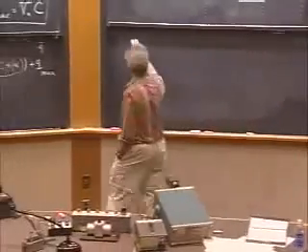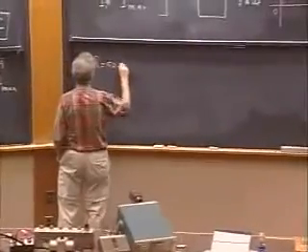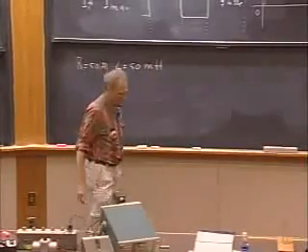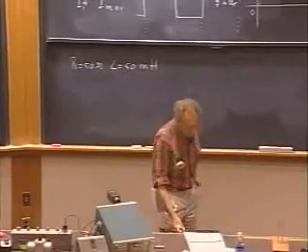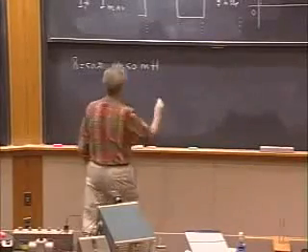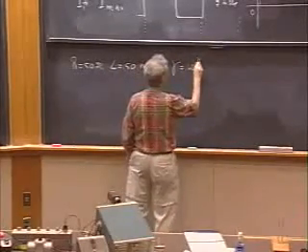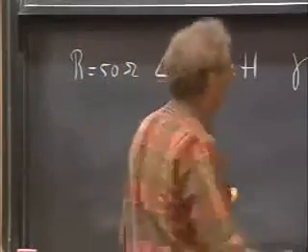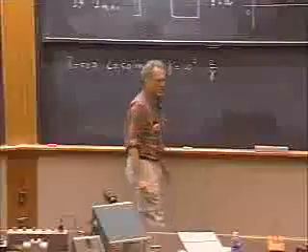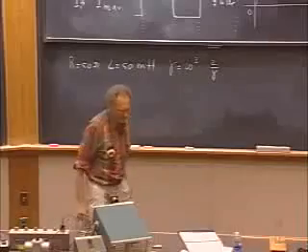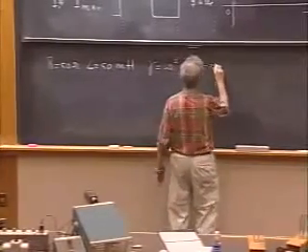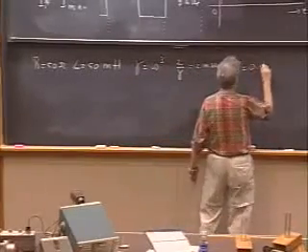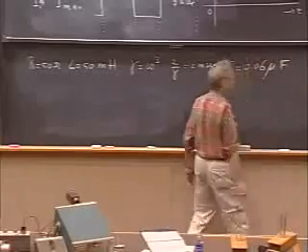The R is going to be 50 ohms. The L is going to be 50 millihenries, 10 to the minus 3. So that tells me that gamma, which is R over L, is 1000. That tells me that 2 divided by gamma, which is the 1 over E decay time, is then 2 milliseconds. C is going to be 0.06 microfarads.